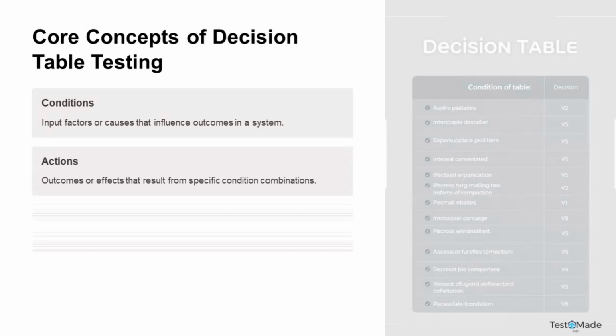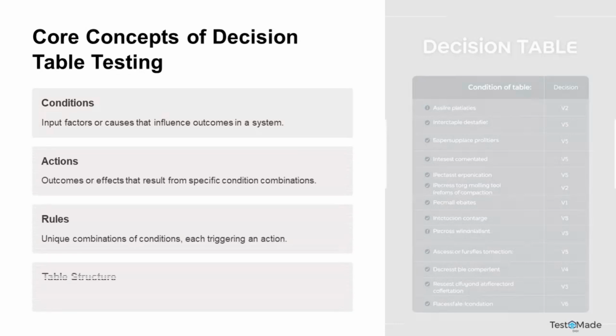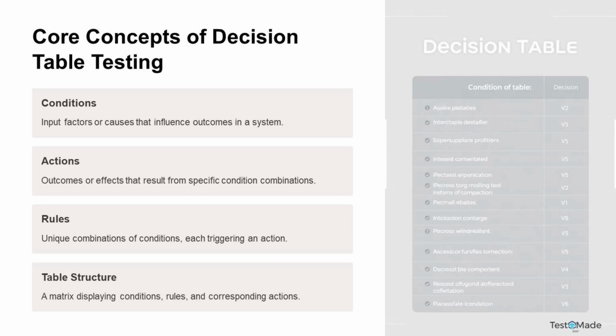Core concepts of decision table testing. Conditions: input factors or causes that influence outcomes in a system. Actions: outcomes or effects that result from specific condition combinations. Rules: unique combinations of conditions, each triggering an action. Decision table: a matrix displaying conditions, rules, and corresponding actions.